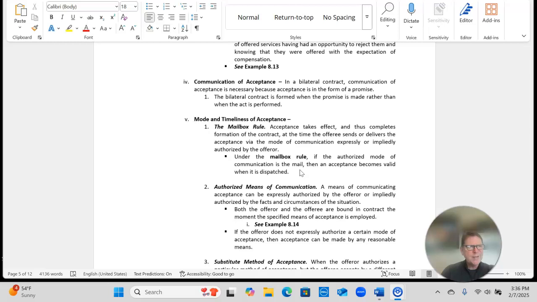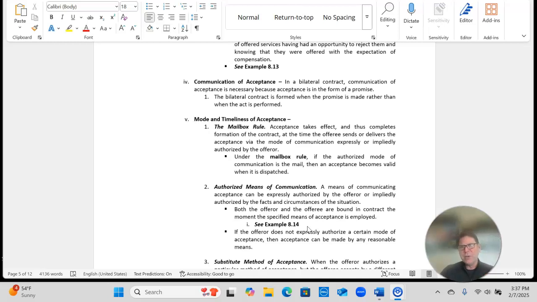So you might say, well, that's weird, they have to receive it. No, the mailbox rule says as long as I've dropped it into a third-party carrier's hands, the U.S. Postal Service, FedEx, whatever, it has effectively been sent. Once it's been sent, it's been communicated, even though it hasn't reached the offeror. That is essentially what the mailbox rule is saying, that acceptance becomes valid when it is dispatched. Dispatched meaning when it has been sent, dropped in the mail, sent to that third-party carrier for delivery. Not that it has actually been delivered, it's been dispatched, right? It's been dropped in the mailbox.